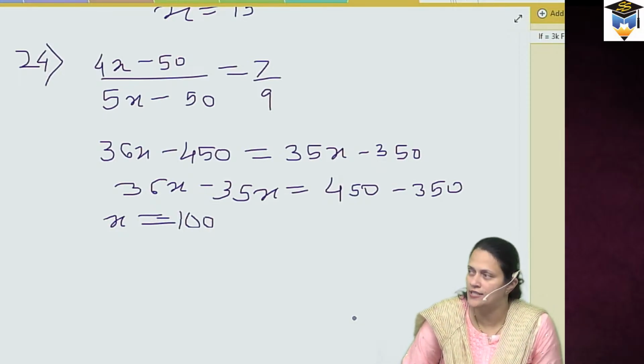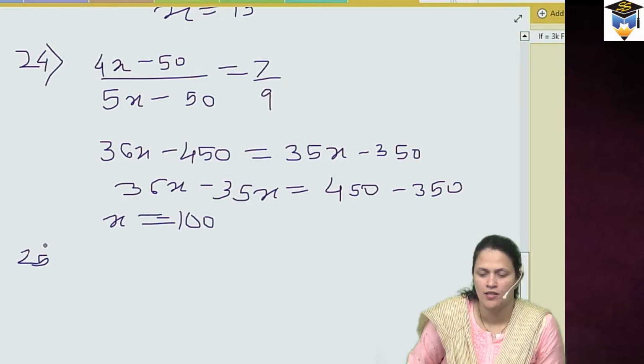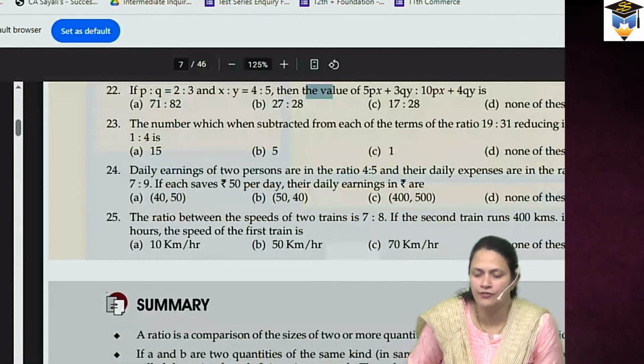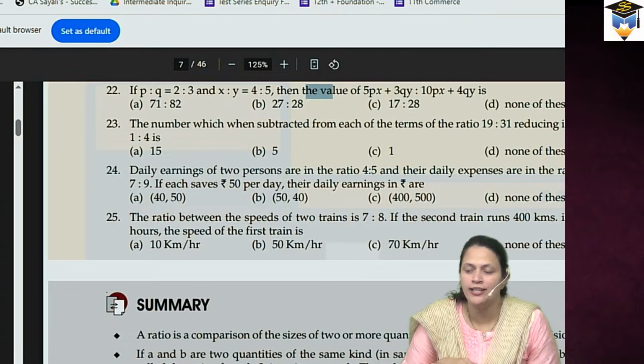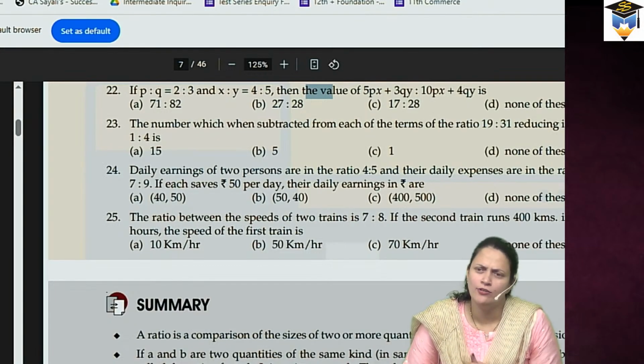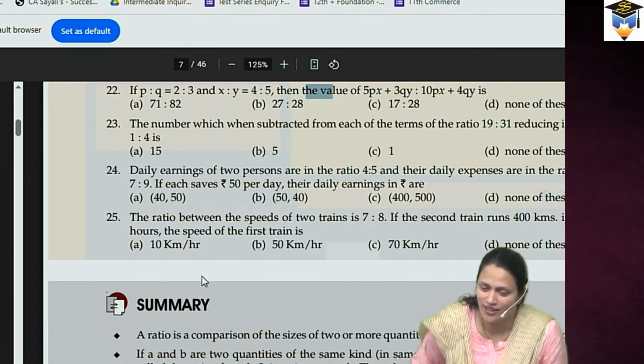Now we are going to solve the last one, that is the 25th. So let us read sum number 25. The ratio between the speeds of two trains is given as 7 is to 8. If the second train runs 400 kilometers in 5 hours, the speed of the first train would be. Now, all of you must be knowing what is speed. How do we calculate speed? Speed is equal to distance upon time, not velocity.